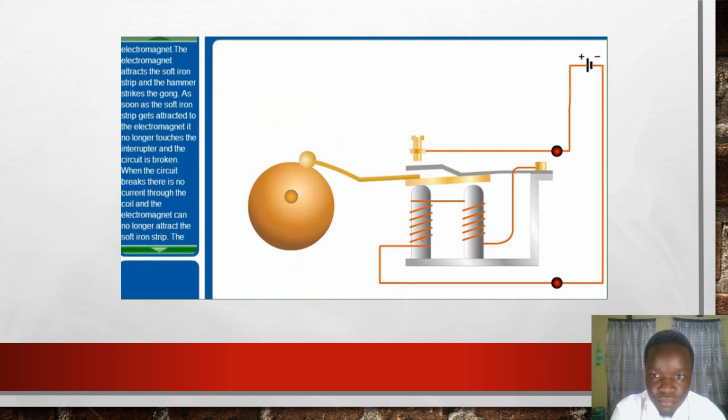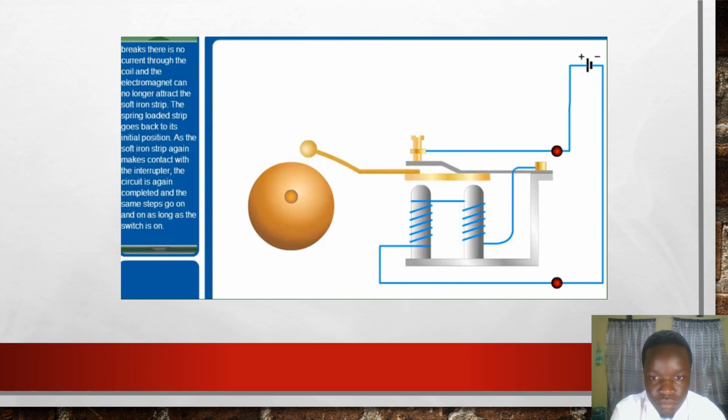As soon as the soft iron strip gets attracted to the electromagnet, it no longer touches the interrupter and the circuit is broken. When the circuit breaks, there is no current through the coil and the electromagnet can no longer attract the soft iron strip. The spring-loaded strip goes back to its initial position.